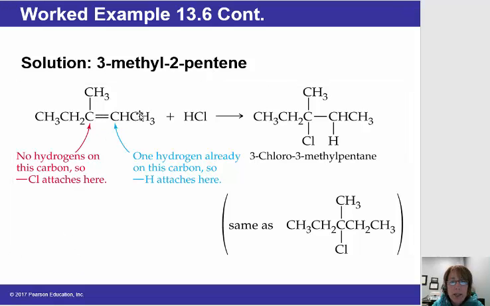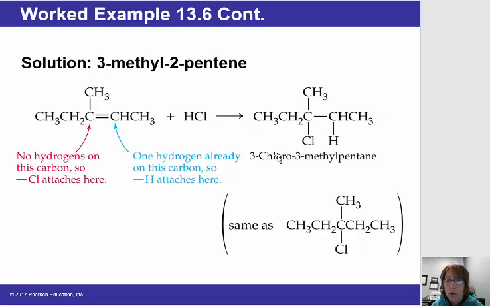Looking at this alkene, the name is going to be 3-methyl-2-pentene. We've got to give that double bond the lowest possible number. And when we look at the 2 carbons in the alkene, we see that the carbon on the right, or the 2 carbon, has 1 hydrogen, while the 3 carbon has no hydrogen. So of course, when we add HCl, the hydrogen from the HCl is going to preferentially bond to the 2 carbon because that carbon already has more hydrogen.